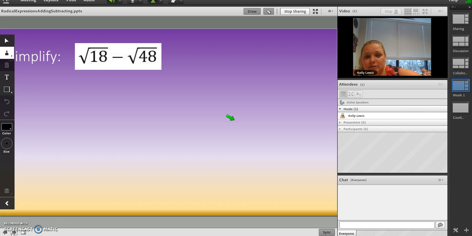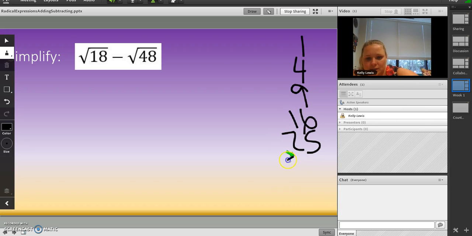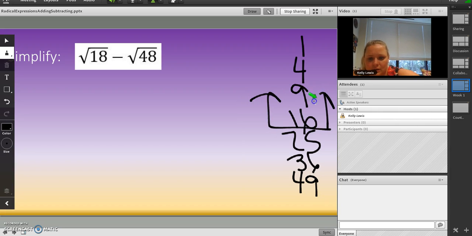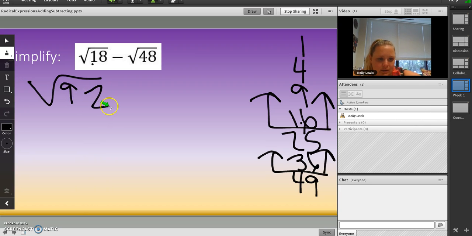All right, 18 and 48 are square roots. So 1, 2 times 2 is 4, 3 times 3, 4 times 4, 5 times 5. All right, 18 occurs here, 48 occurs here. So I'm going to do 18 divided by 16, doesn't work. 18 divided by 9 works. Square root of 9 is 3. All right, so I'm hoping when I do 48 divided by something, I'll get 2.